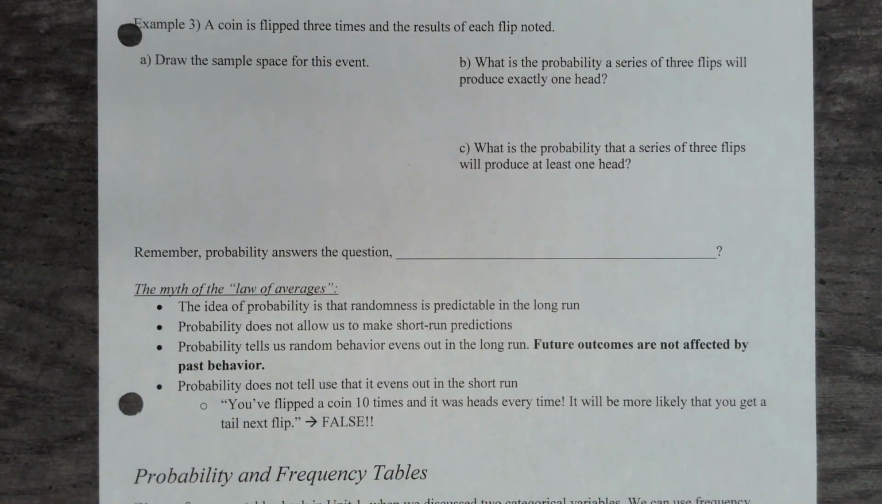3. This is where we're going to start looking at sample spaces, and then we're going to take a look at a probability, and then we're also going to take a look at a complement event. So if I have a sample space, I'm going to flip a coin 3 times, and we're going to have the results of each flip noted. So we'll flip a coin, is it heads or tails, flip a coin, heads or tails, flip a coin, heads or tails, and that is one event that's occurring.